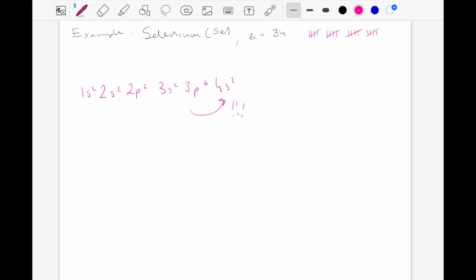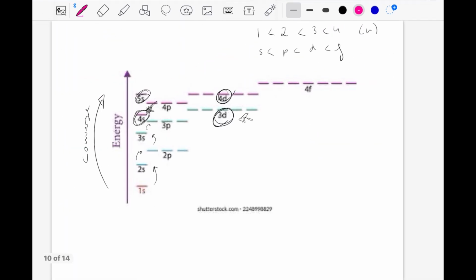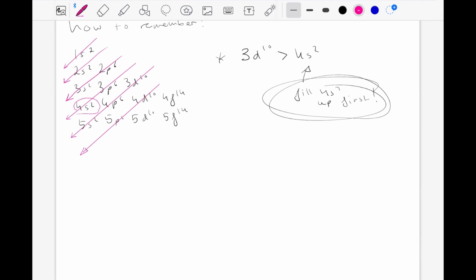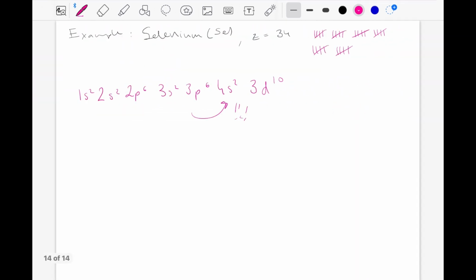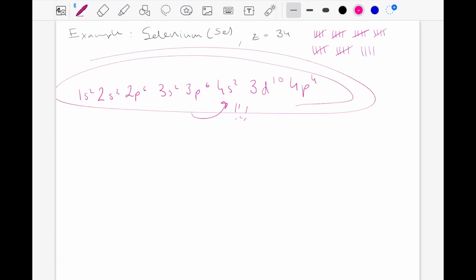Now we come back to that 3d shell, and we fill it up. So we're going to have 10 more. So we have 30, and we just have 4 more. So what comes after 3d? Look over here. Look at the arrow. 4p. So we're going to have 4p, and then we only need 4 more, so 4p4. And that's going to be our electron configuration for selenium.